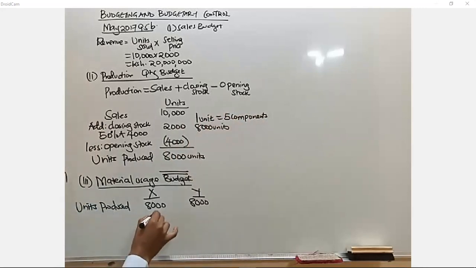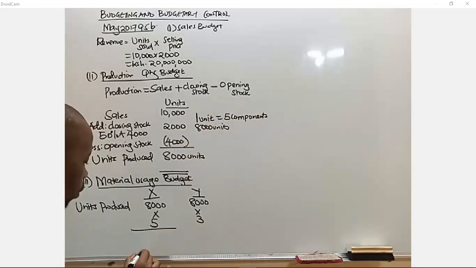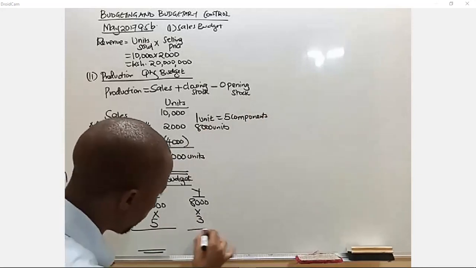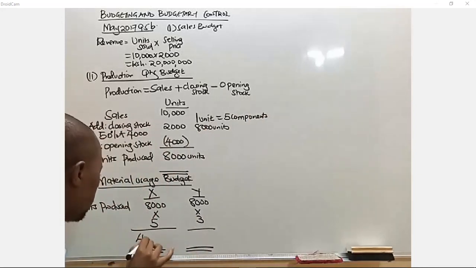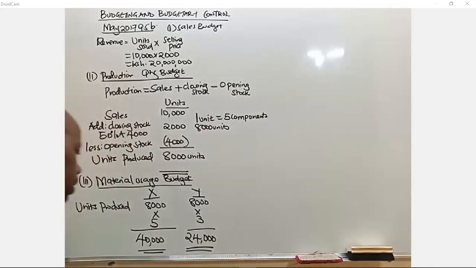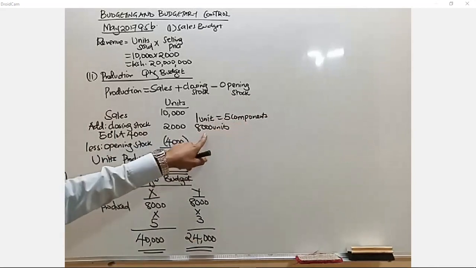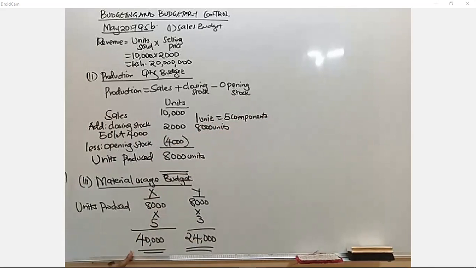So when you see the teacher doing it this way, I come here directly and multiply like this. Here it is multiply by 5 and here it is multiply by 3. Here I get the components required, the component that I require. Here I require 40,000, and also here will be 24,000. Because already I know 1 unit requires 5 components of X. What about the 8,000 units? We'll be requiring 40,000. I think up to that point we are okay, right? We are good to that point.